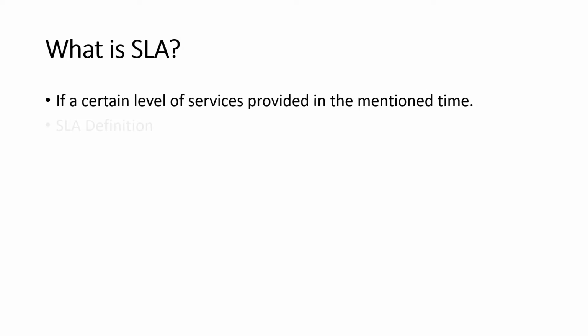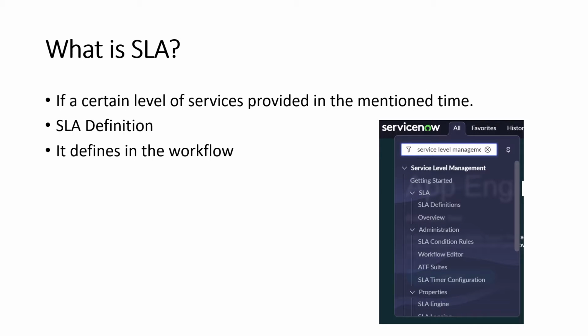All right, so let's see. The SLA definition: this is a picture from the ServiceNow instance. You can see under Service Level Management, this is the place where we are going to change things and see how the service level agreement works in the back end, which is defined in the workflow. We will learn more about workflow and flow in the next section. Now I'll show you how you can configure SLA inside your ServiceNow. So let's go inside ServiceNow and do it.